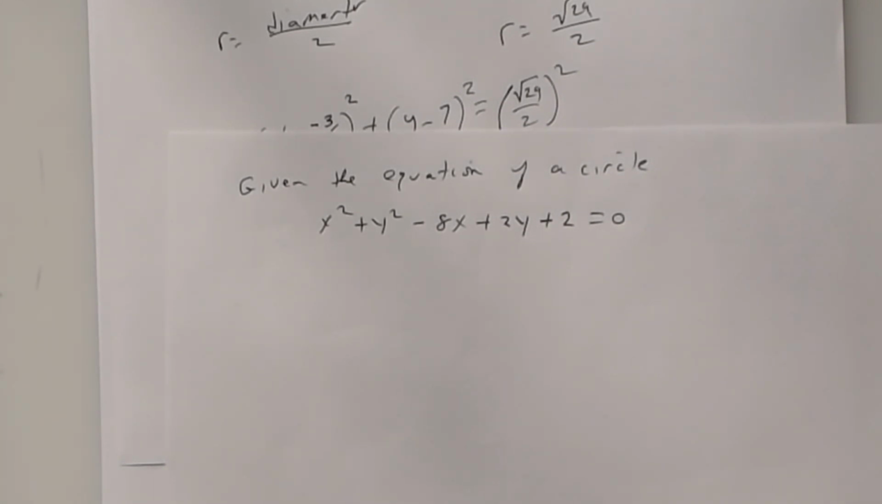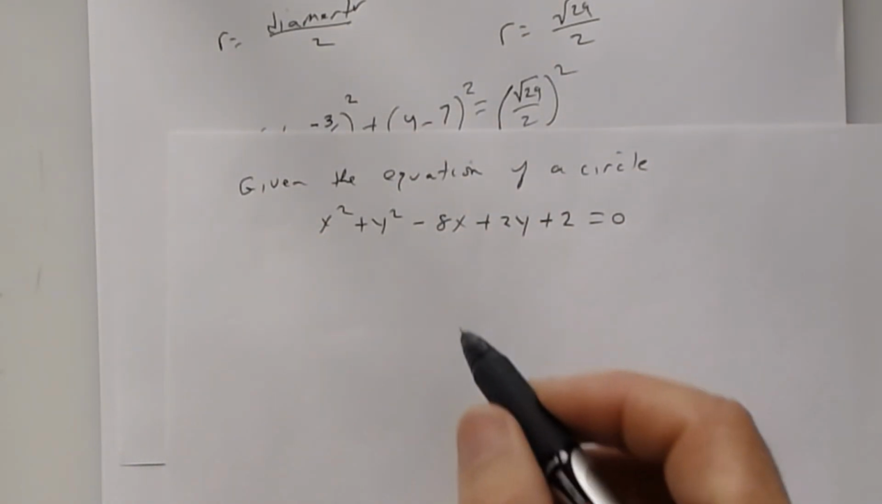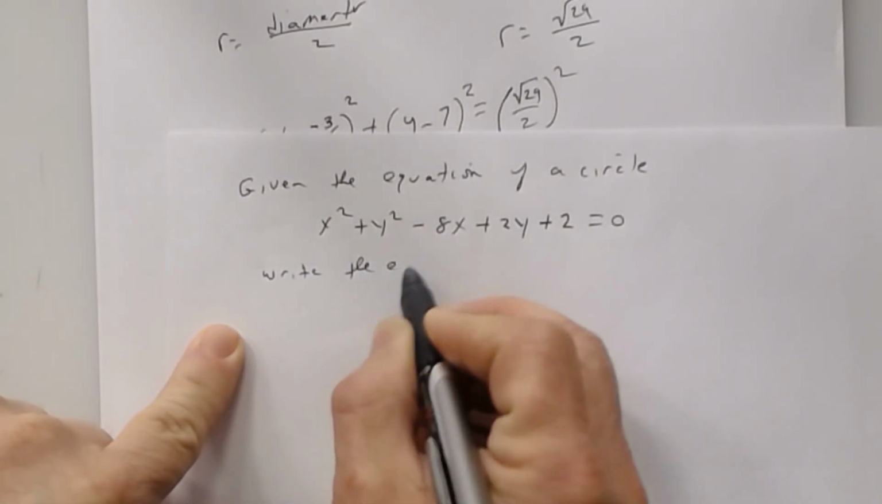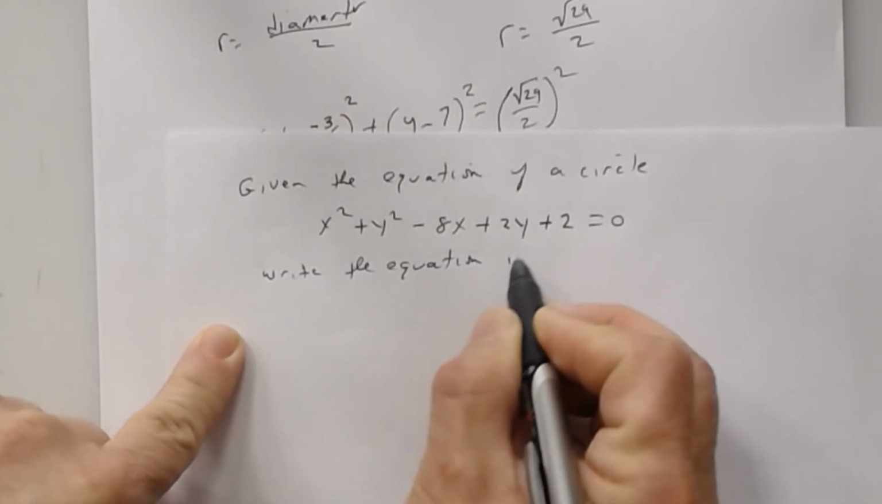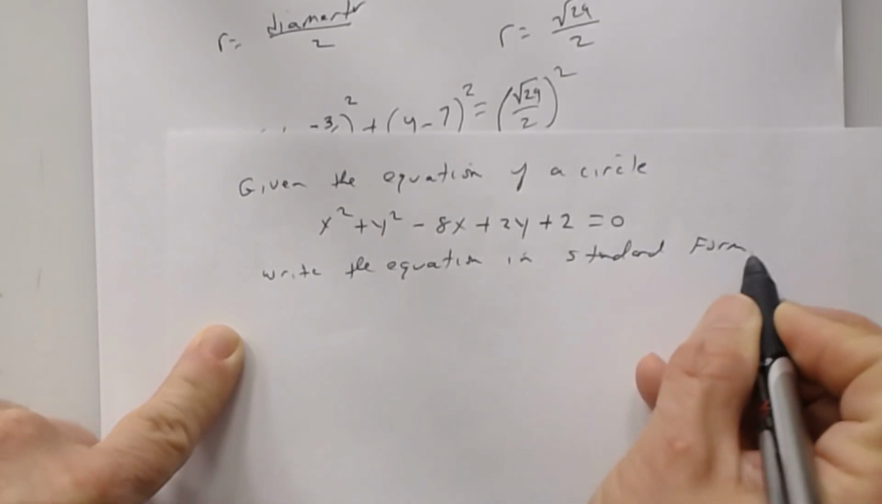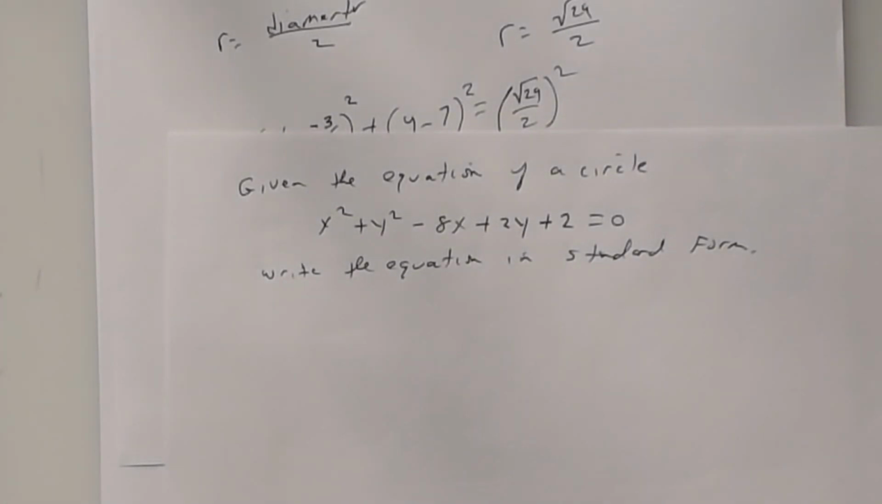You need to rewrite it in what form? Standard form. So given the equation of this circle, the direction is going to say: write the equation in standard form. So you're going to write the equation in standard form. That's where you're going to have to complete the square on the x's and complete the square on the y's.